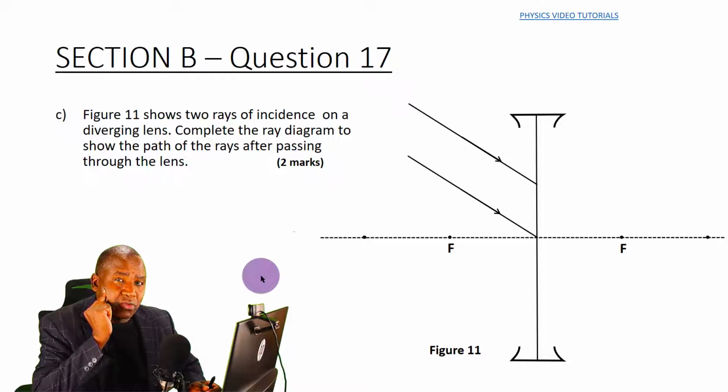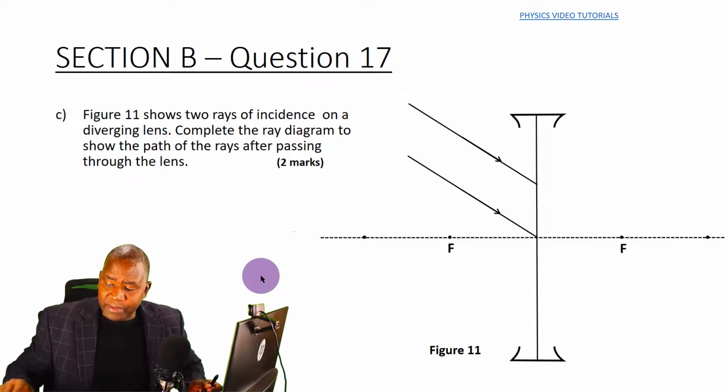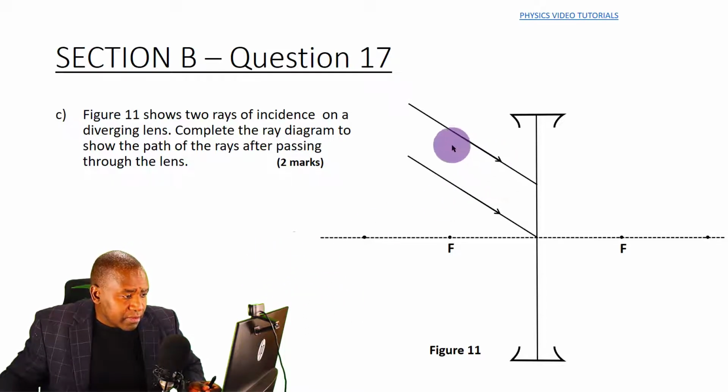What is it that we expect? If you put your ruler against this line like this, you will also observe that this ray passes through this F.